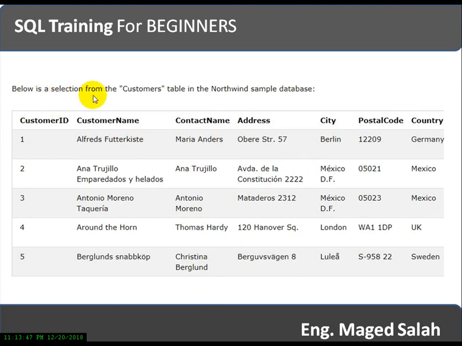Below is a selection from the Customers table in the Northwind sample database. Customer ID, customer name, contact name, address, city, postal code, country.